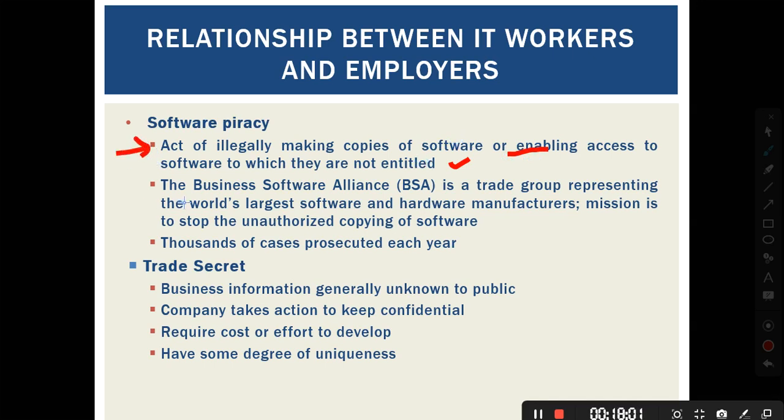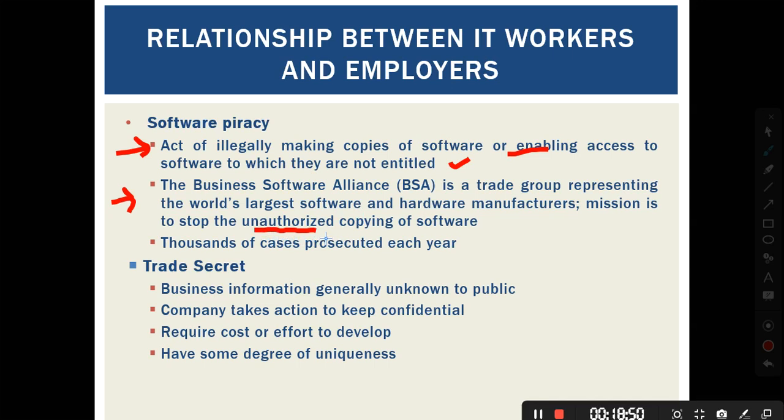The Business Software Alliance is a trade group representing the world's largest software and hardware manufacturers. Its mission is to stop the unauthorized copying of software. Every organization needs to get a reward for its effort, but through software piracy many other firms are doing this and making good money. That is illegal.